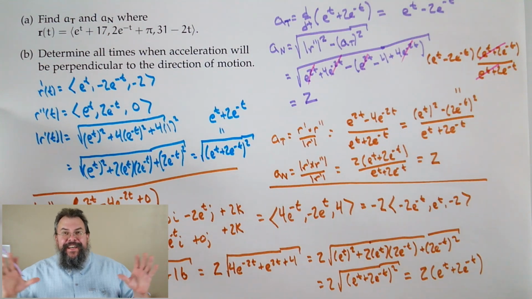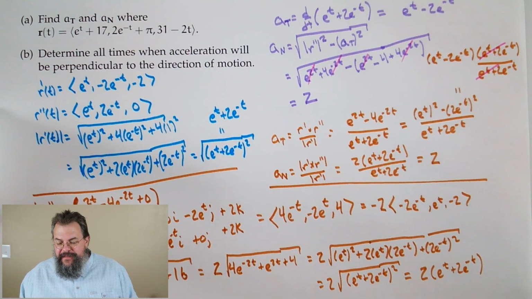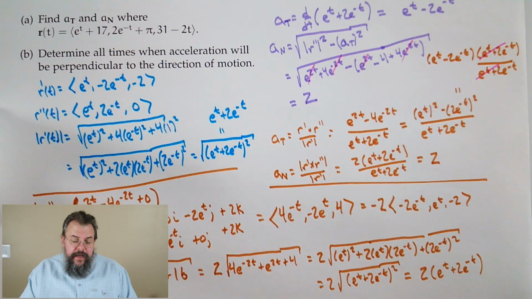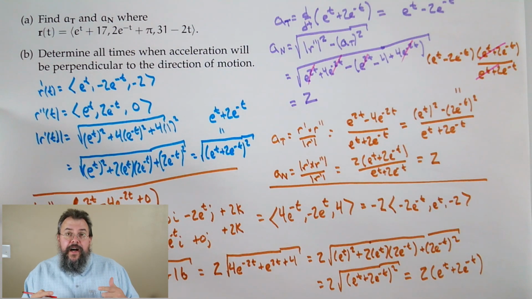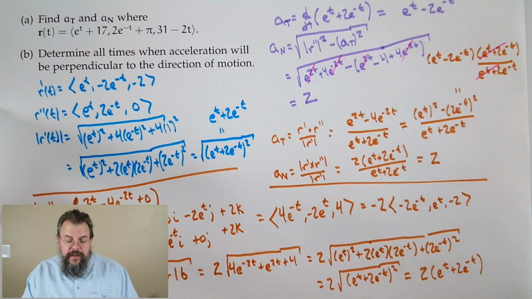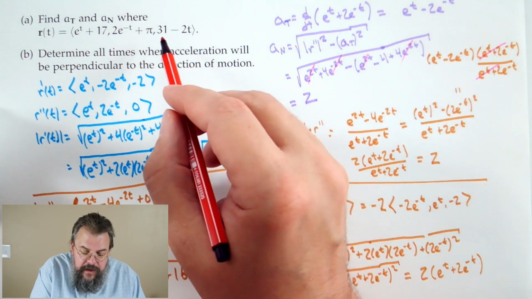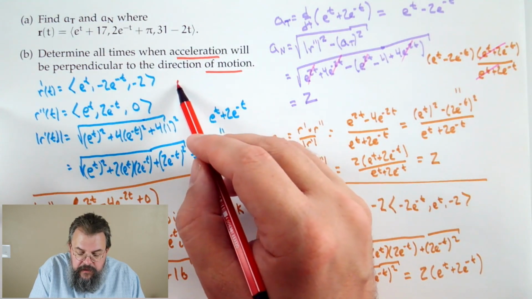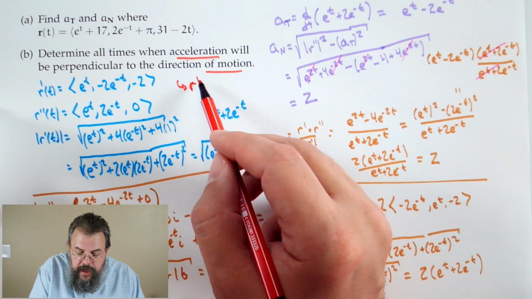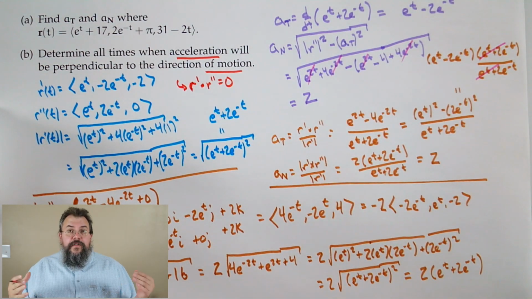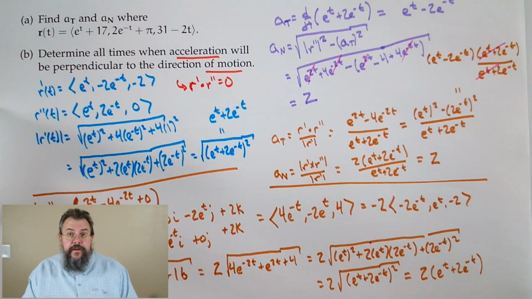Okay, now, part B. And you're probably thinking, there's no space left. How can we possibly finish up? Well, we'll try to squeeze it in somewhere. But we can figure this out. It says, determine all times when acceleration will be perpendicular to the direction of motion. Now, there's sort of two things you can do, and they're about the same amount of work. One thing you could do is say, look, I just need to have motion and acceleration be perpendicular. So that really says r prime dot r double prime equals 0. That sets up a formula. You solve it for t, and you're done.